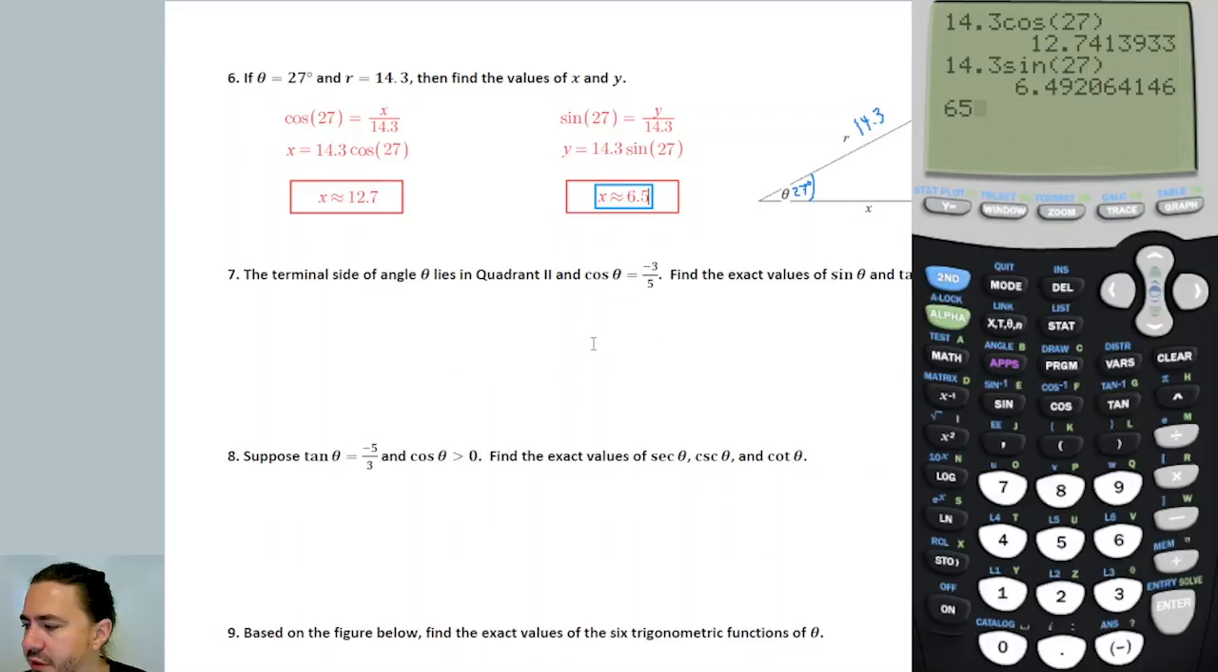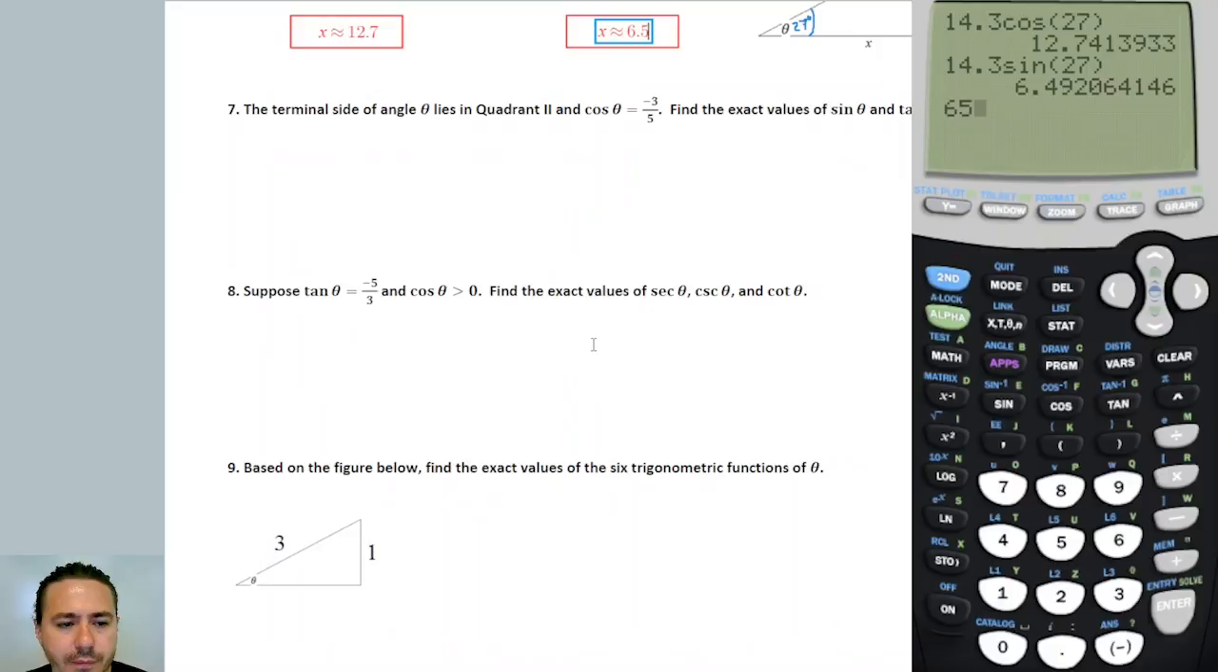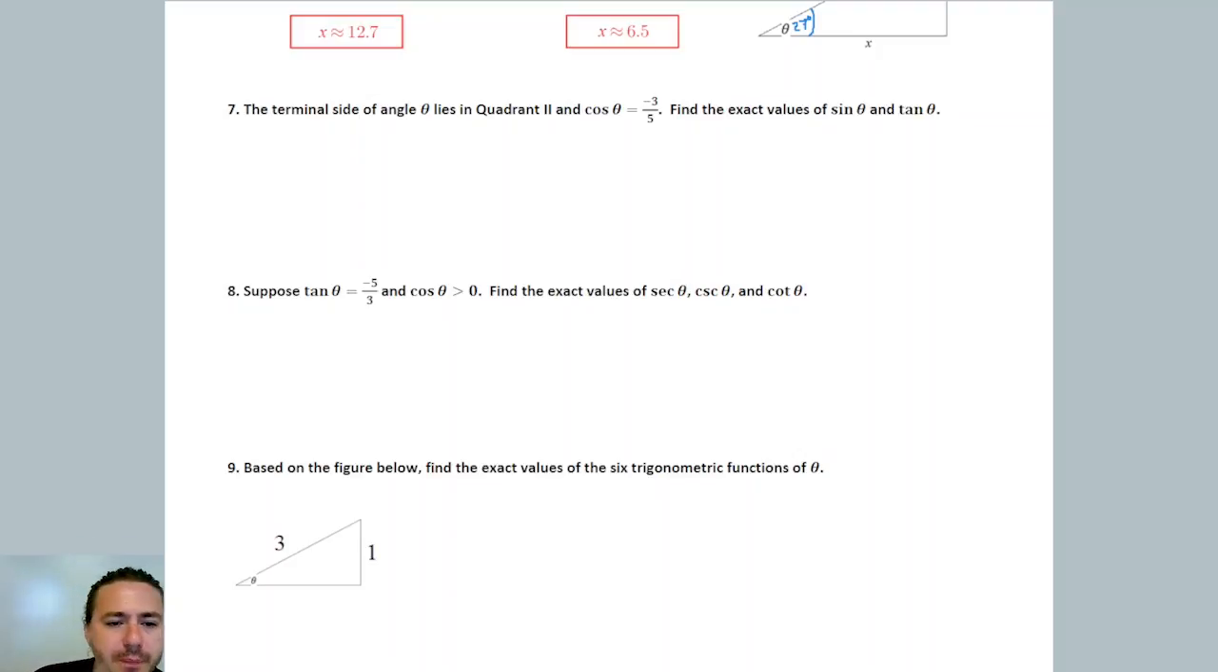Number 7. It says the terminal side of angle theta lies in quadrant 2 and cosine theta equals -3/5. Find the exact values of sine theta and tangent theta. I'm going to hide that just momentarily. Okay, so let's break this down. The terminal side's in quadrant 2.